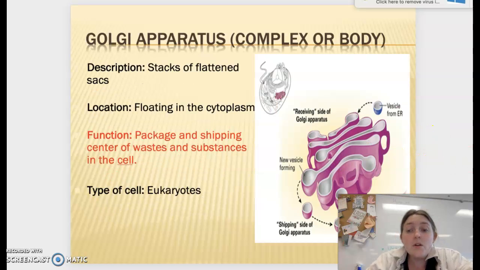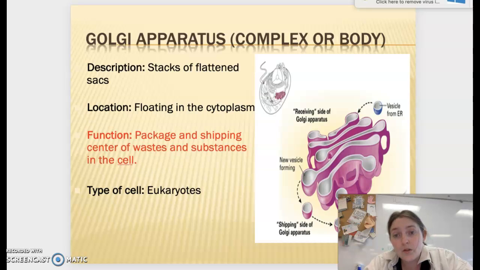We also have the Golgi apparatus or Golgi complex or Golgi body. These are stacks of flattened sacs arranged on the edge of the cell, floating in the cytoplasm. Their job is to pack and ship all of the waste and substances out of the cell. They're kind of like UPS. They pack and ship everything that the cell needs and either transport it out of the cell or to another location in the cell that is needed. This is only found in eukaryotic cells.